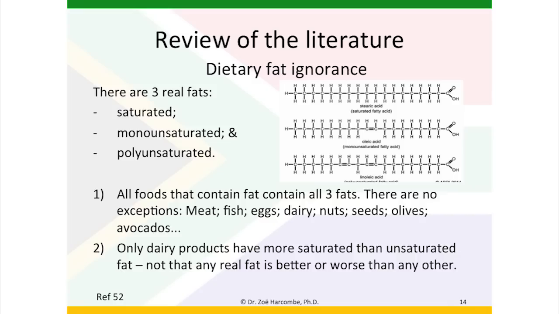There are 3 real fats: saturated, monounsaturated and polyunsaturated. And the picture of the saturated fat here explains why it's called a saturated fat, because we have the middle chain of carbon atoms, and everywhere where there is a carbon atom, there is a hydrogen atom on each side. So we describe this top fat, the saturated fat, as fully saturated with hydrogen atoms. Every space where there is a possibility of having a hydrogen atom, there is a hydrogen atom present. So it is fully saturated with hydrogens.